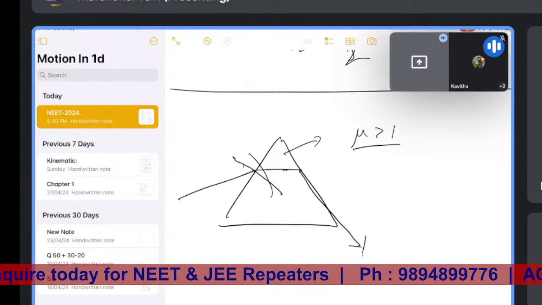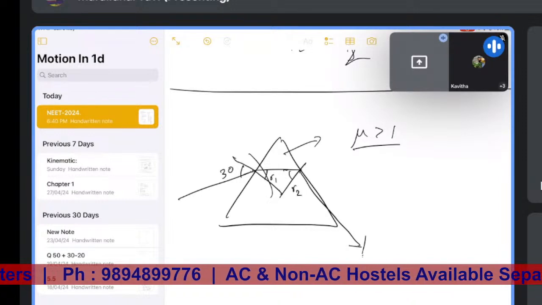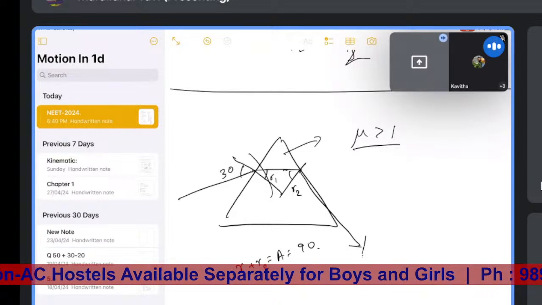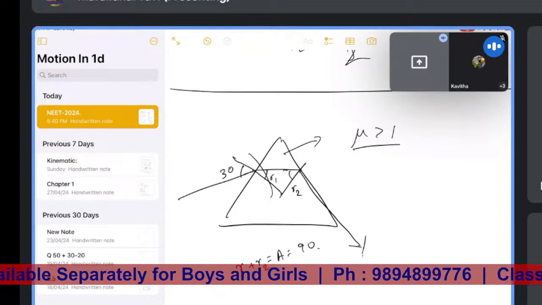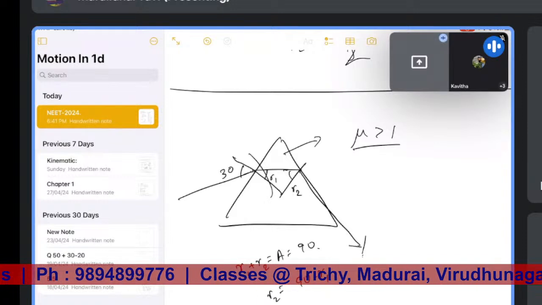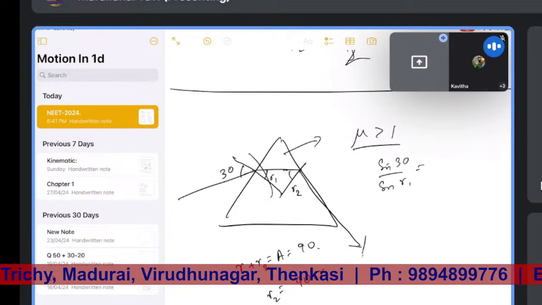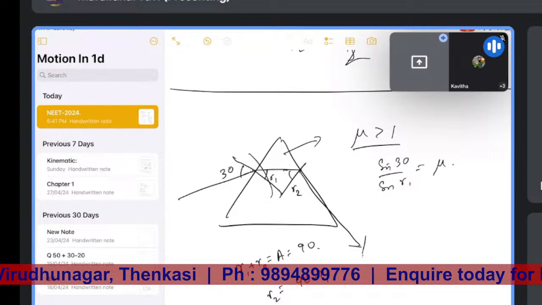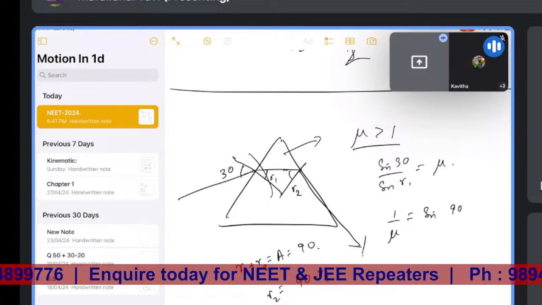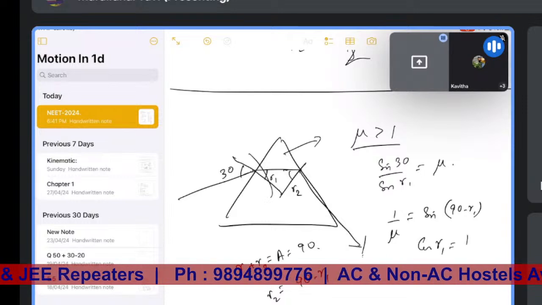It is given to you that this angle here is 30. Let's call this R1, and this R2. We know R1 plus R2 is equal to A, which is equal to 90. So R2 is equal to 90 minus R1. Now I have sine 30 by sine R1 is equal to mu. And I also have that 1 by mu is equal to sine of 90 minus R1, which is equal to cos R1. So cos R1 is equal to 1 by mu.